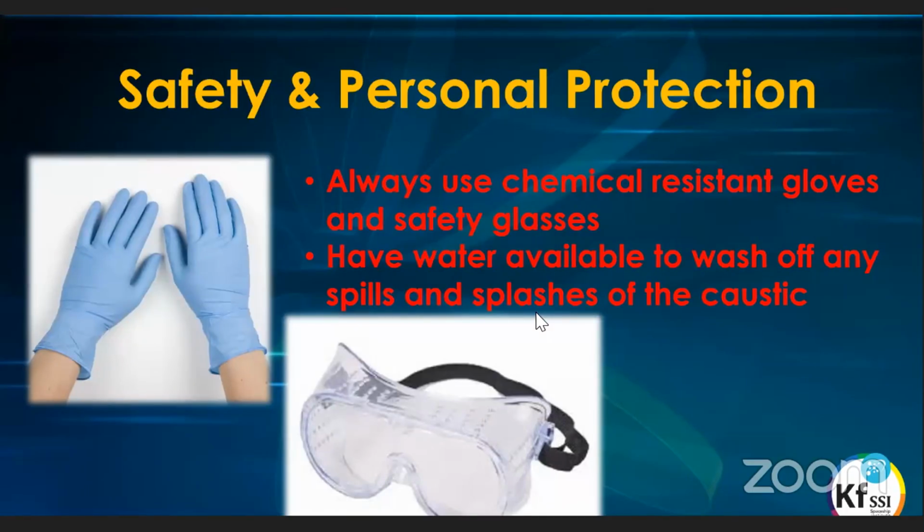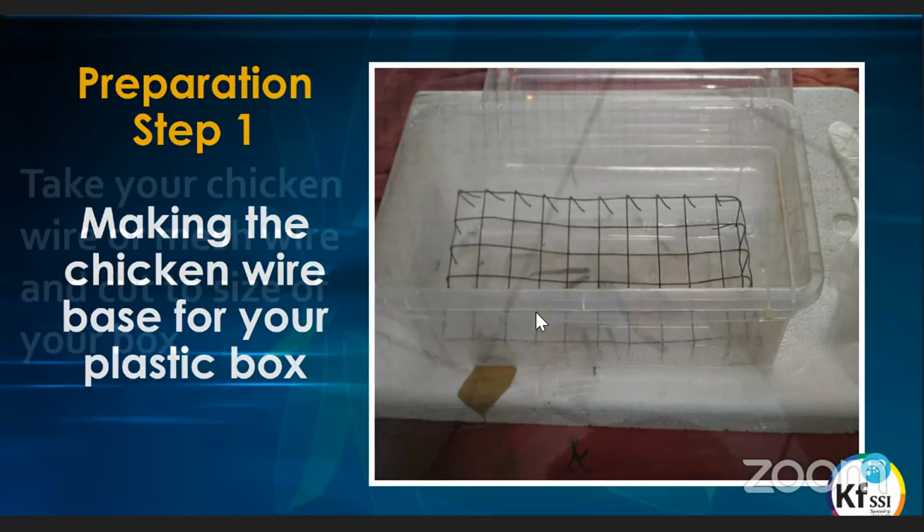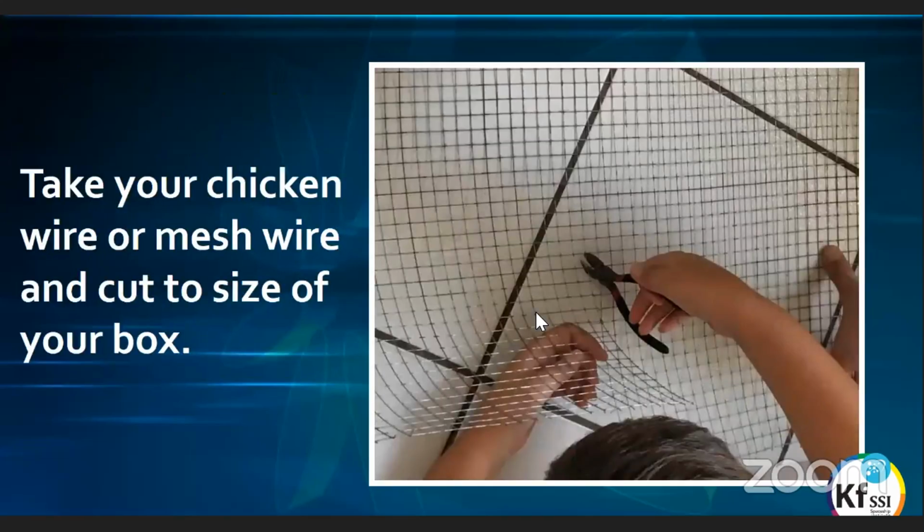Okay, so in the preparation, first of all, you have your plastic box, and now we need to create your chicken wire base that will fit into the bottom of your plastic box. So all that one has to do is to take some chicken wire and then cut it to the size of whatever plastic box that you do have.